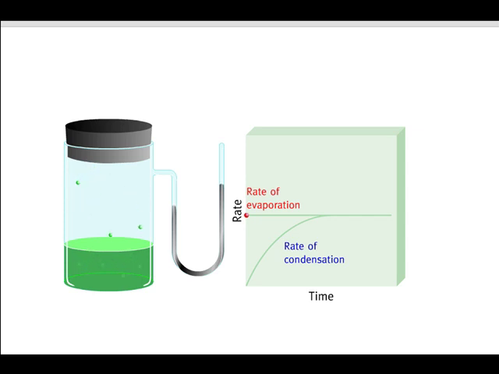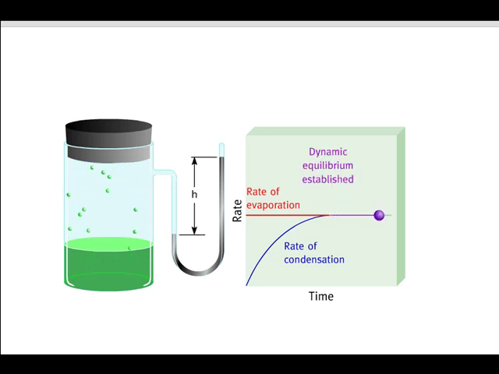Soon, the molecules in the space above the liquid establish a vapor phase. As the concentration of molecules in the vapor phase increases, some molecules return to the liquid phase, a process called condensation. Eventually, the number of molecules leaving the liquid is equal to the number of molecules returning to the liquid. A state of dynamic equilibrium is reached as the rates of evaporation and condensation become equal. The difference in mercury levels, represented by H, is the equilibrium vapor pressure of the liquid at the given temperature.